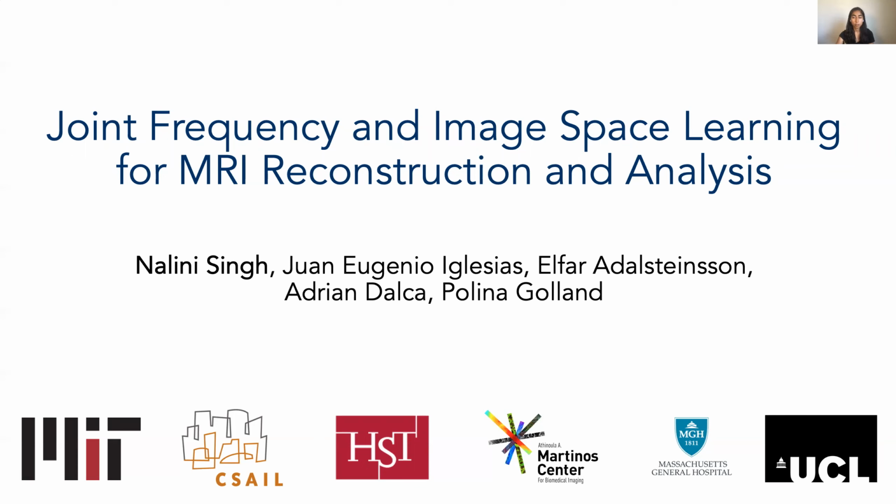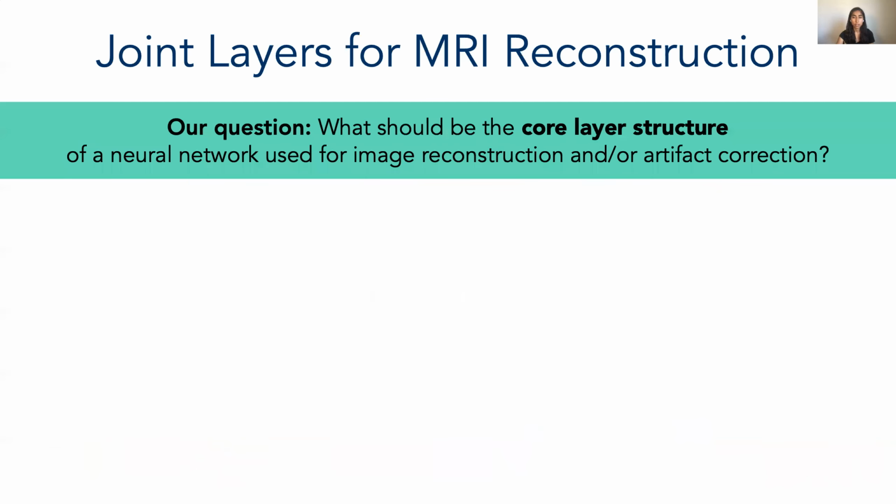In this video, I'll tell you about our work on joint frequency and image space learning for MRI reconstruction and analysis. Our question of interest is, if you're building a neural network to do image reconstruction or artifact correction from corrupted k-space data, what's the core layer structure you should start with?